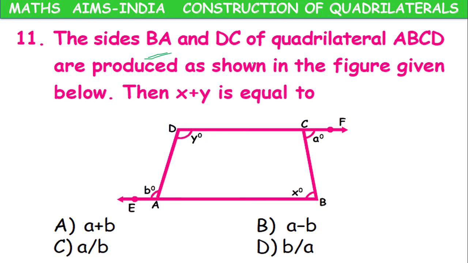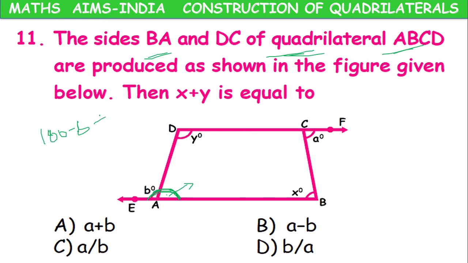So it's a quadrilateral ABCD. Quadrilateral ABCD. This is a linear pair. So this part will be 180 minus B. This part will be 180 minus B, and this 180 minus B plus Y.